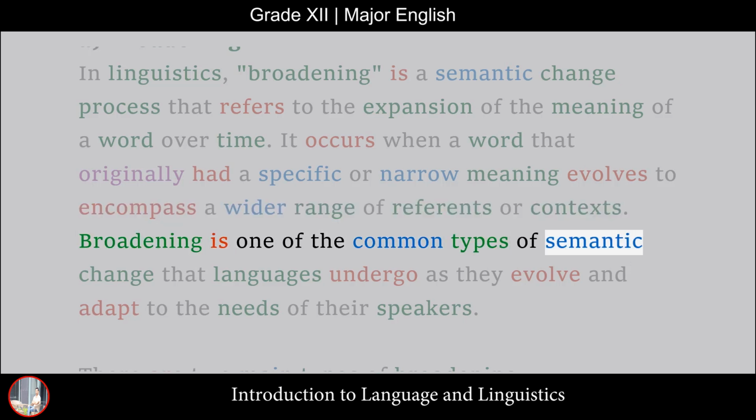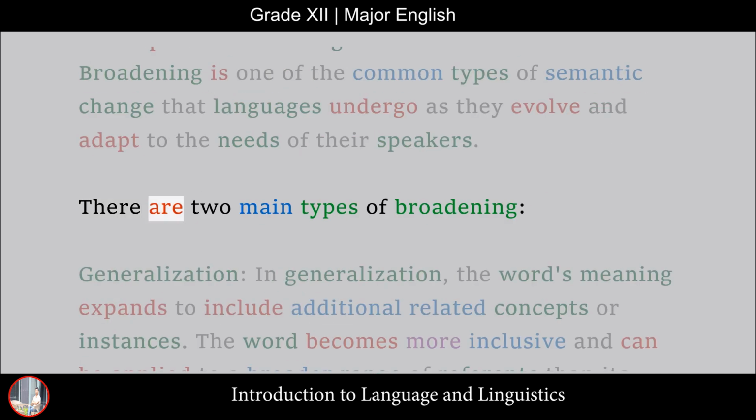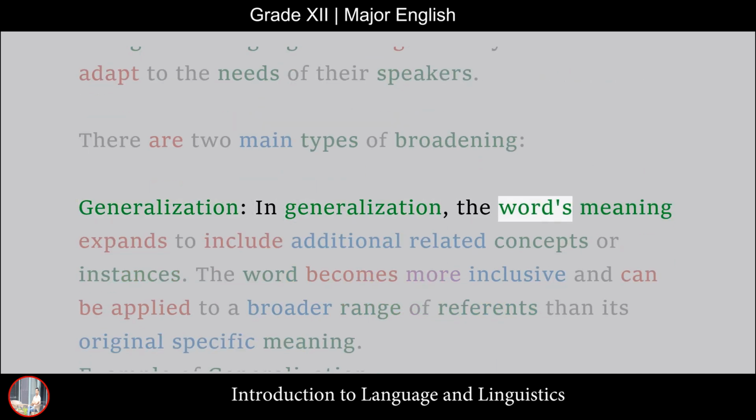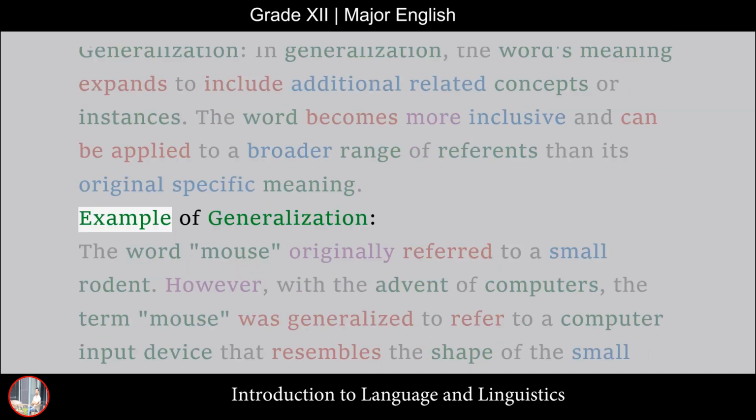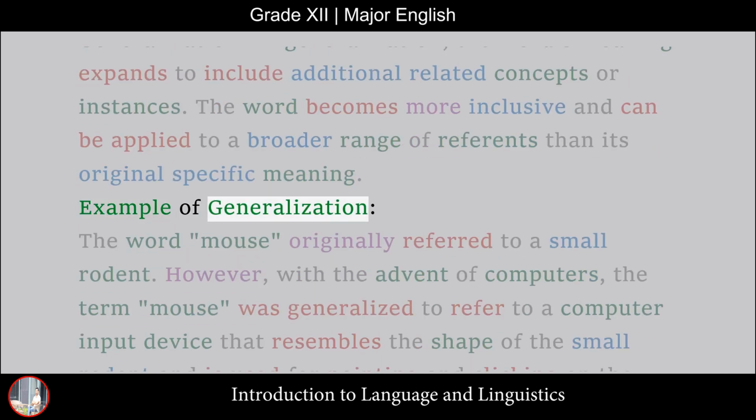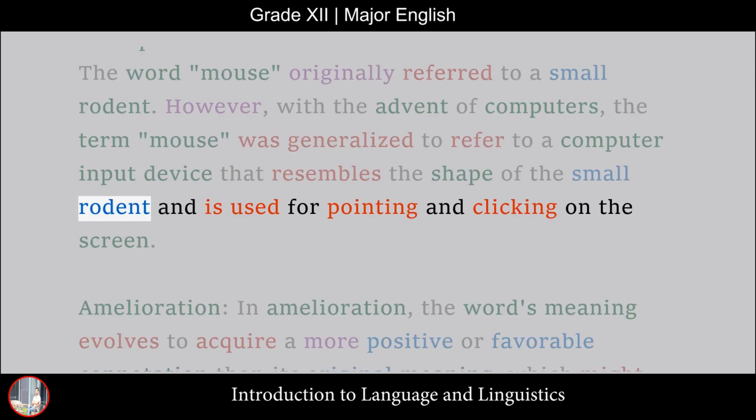Broadening is one of the common types of semantic change that languages undergo as they evolve and adapt to the needs of their speakers. There are two main types of broadening. Generalization. In generalization, the word's meaning expands to include additional related concepts or instances. The word becomes more inclusive and can be applied to a broader range of reference than its original specific meaning. Example of generalization. The word mouse originally referred to a small rodent. However, with the advent of computers, the term mouse was generalized to refer to a computer input device that resembles the shape of the small rodent and is used for pointing and clicking on the screen.